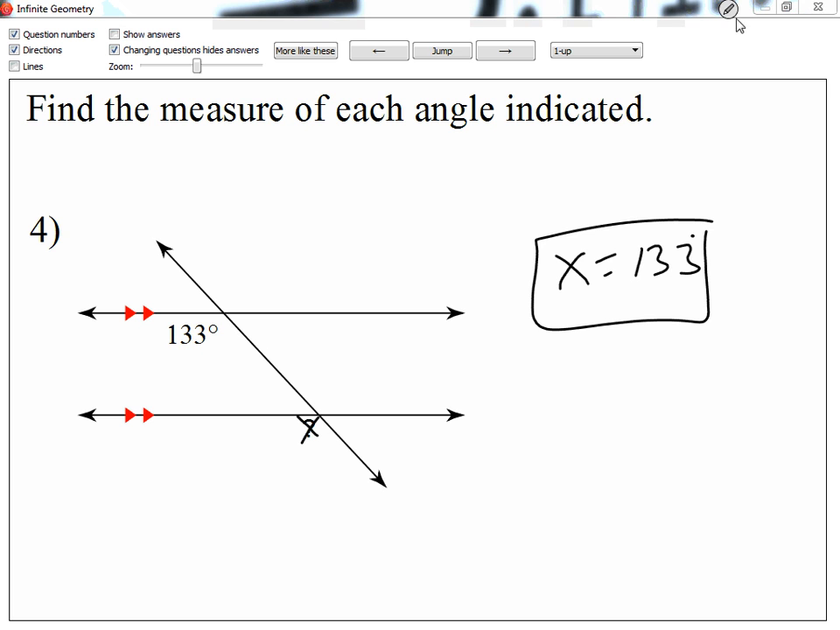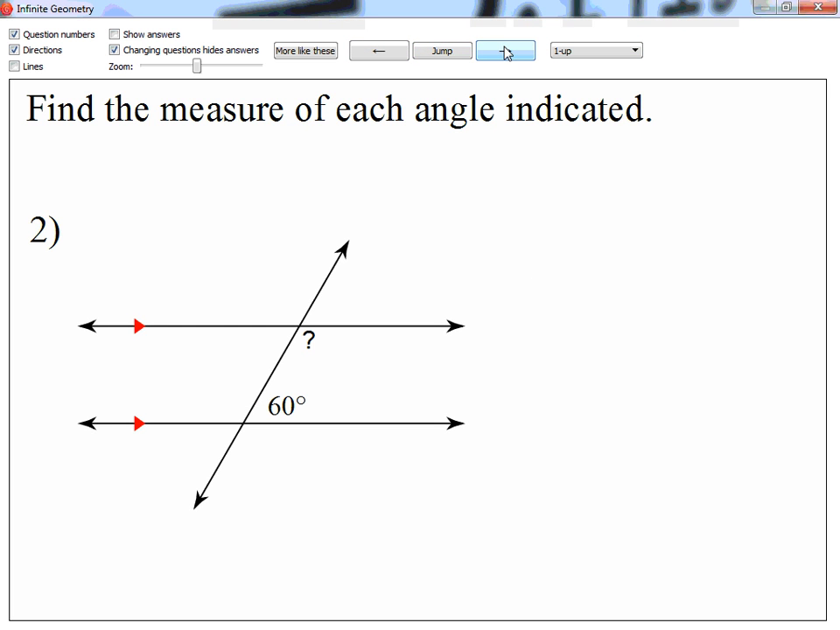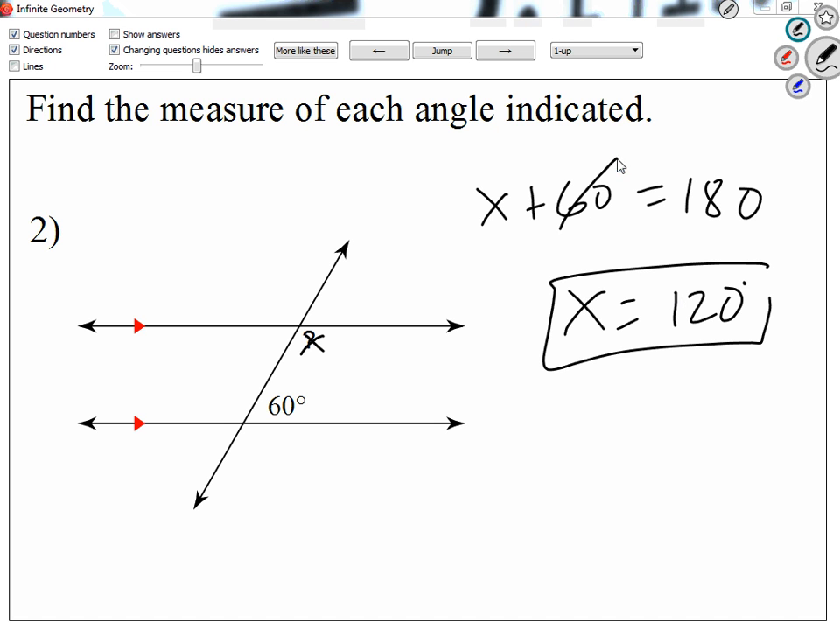Number 2 is the same side interior. Let me call it X for right now. So I know that X plus 60 is equal to 180. You're going to do all of them like that. As long as they're same side interior, add them and set equal to 180. If they were corresponding, I would say they equal each other. So if X plus 60 equals 180, what's X? 120. All we did was subtract 60, that gave us 120.